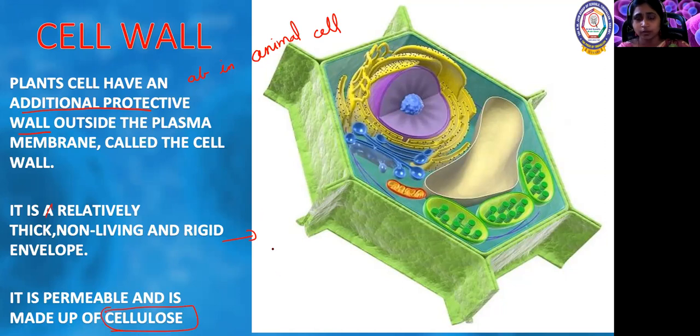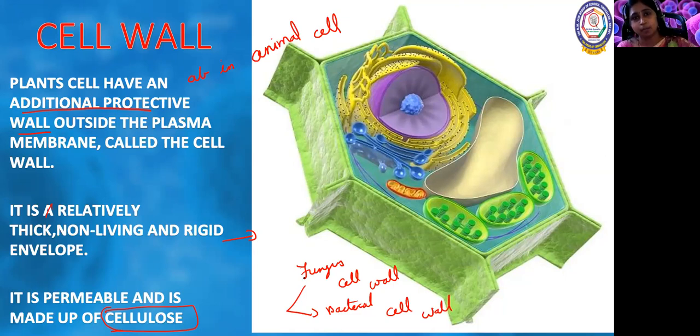Now you are going to find out what the cell wall of a fungus is, and what the bacterial cell wall is made up of. In the next video, I'll tell you the answer for this. Sorry, the cell wall of a fungus is made up of which chemical composition, or the bacterial cell wall is made up of which chemical composition? Like we are saying cellulose here, what is it made up of there?